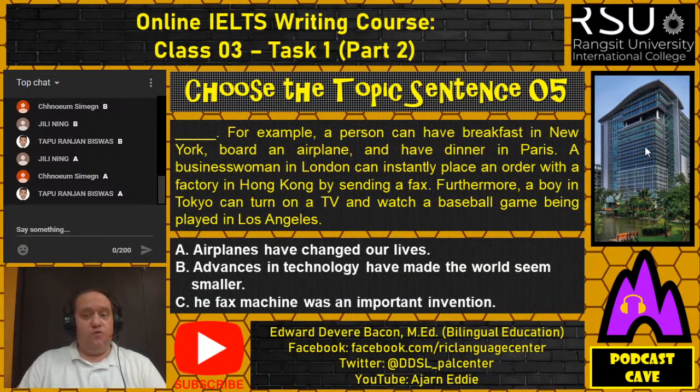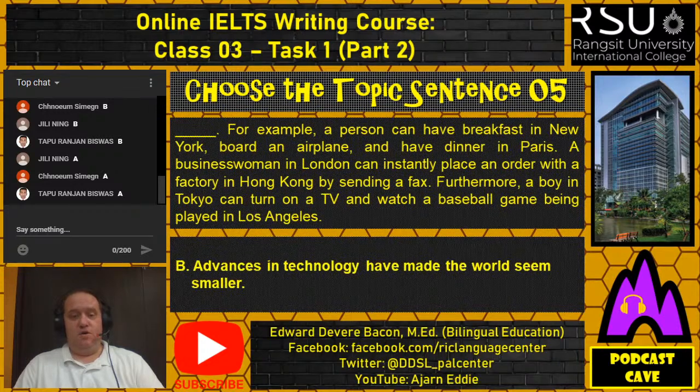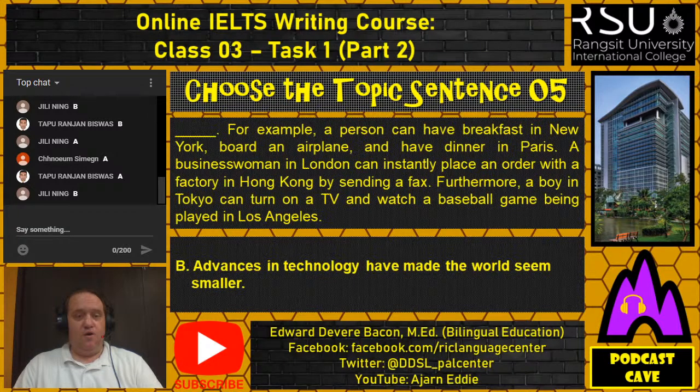So this could be true for the second example, but for the first example, it can't be true because there's no fax machine. They're talking about an airplane. So then the correct answer should be B. Advances in technology have made the world seem smaller. Okay. All right. So Edison, good. You got B. Good job.